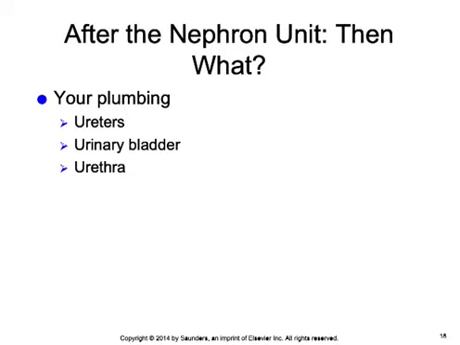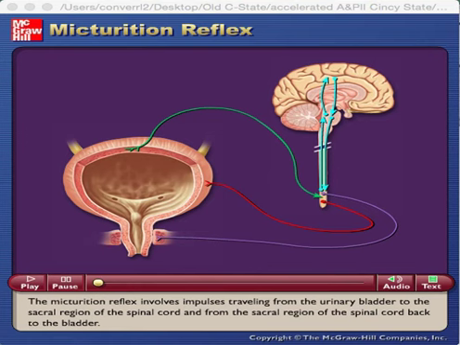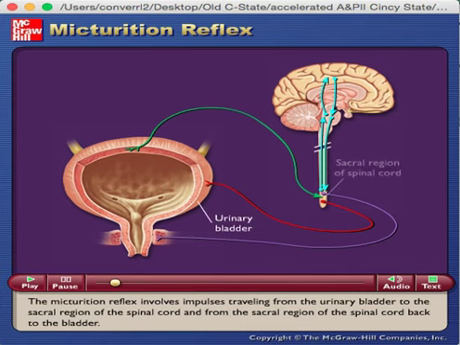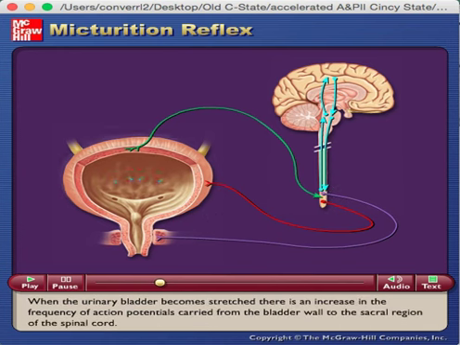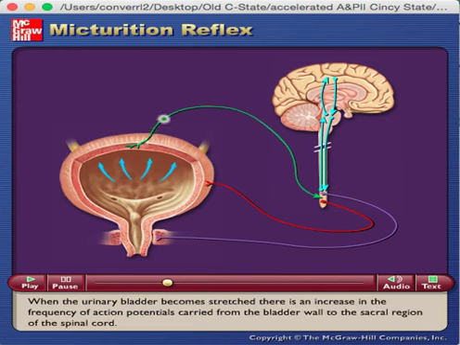So let's take a look at what results in urination. The micturition reflex involves impulses traveling from the urinary bladder to the sacral region of the spinal cord and from the sacral region of the spinal cord back to the bladder. It is coordinated by neurons in the spinal cord and can be influenced by signals from the brain. When the urinary bladder becomes stretched, there is an increase in the frequency of action potentials carried from the bladder wall to the sacral region of the spinal cord.